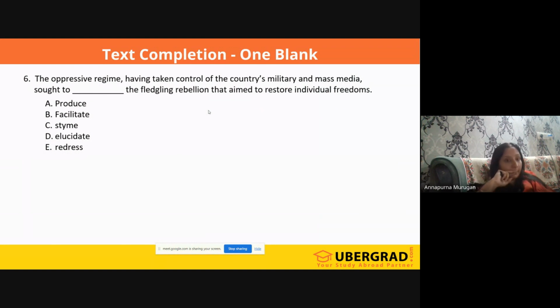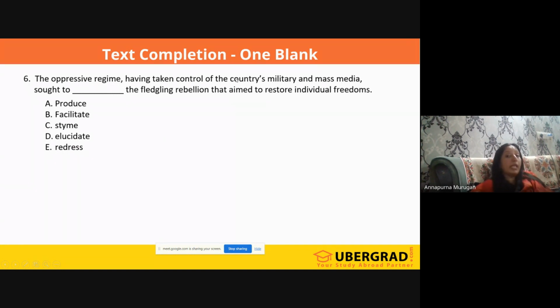What is this we have? Let us try to do one more question. The oppressive regime, having taken control of the country's military and mass media. That means we don't know what the blank is. Let me tell you, oppressive, you don't know the meaning of that. But there is a regime that has taken the control of the country's military and mass media.